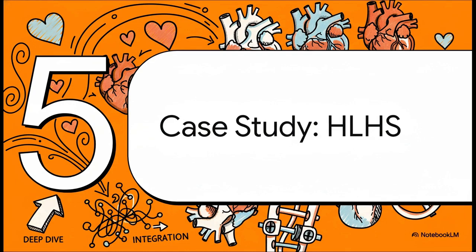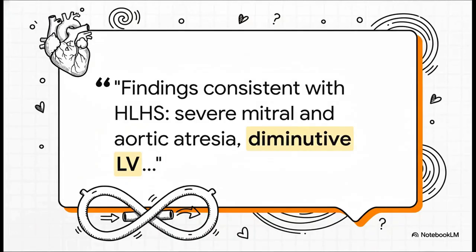All right, now it's time to put everything we've learned together. We're going to do a deep dive on one of the most challenging single ventricle lesions you will ever come across: hypoplastic left heart syndrome, or HLHS. This diagnosis is going to require us to integrate every single concept we've talked about so far. You're going to see a summary sentence in an echo report that looks just like this. And it's a real mouthful, but let's unpack it together piece by piece.